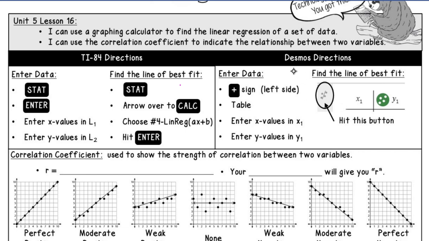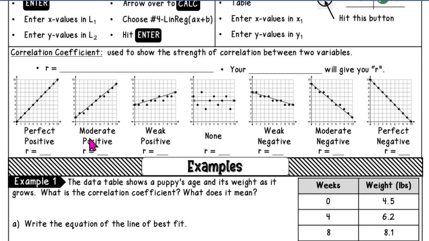Because we are on the computer, we're going to do Desmos, but I also put directions in here for TI-84. We're only going to worry about Desmos right now because that's what we're on. I will show you and walk you through how to do all of this when we get to it. Let's do just a tiny little bit of notes and then we'll go solve some problems.